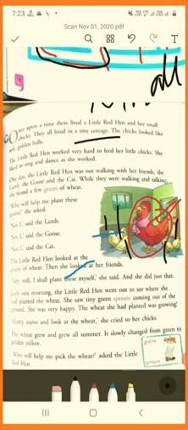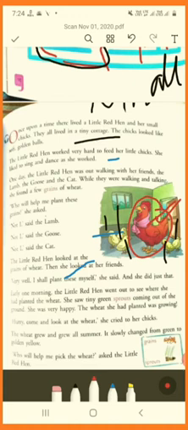Moving on to the next para. The little red hen worked very hard to feed her little chicks. So this red hen was very hard working. She used to work really hard day and night in order to feed her little chicks. What is the meaning of feed? To provide them food. She liked to sing and dance as she walked. So she was quite joyful in nature. She loved to dance and sing while she walked.